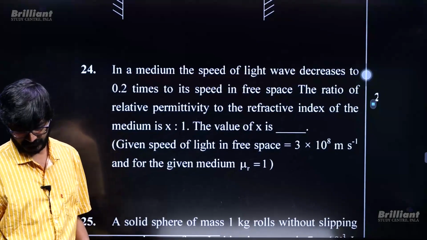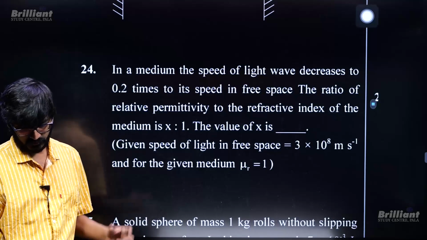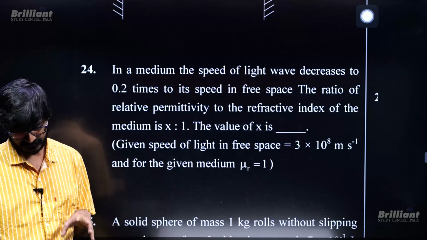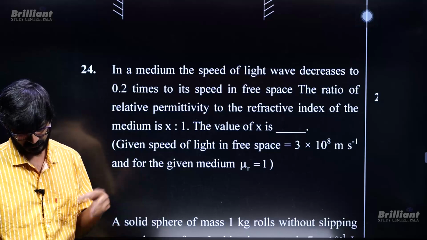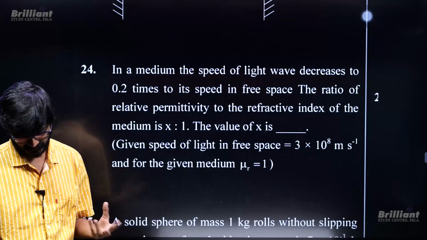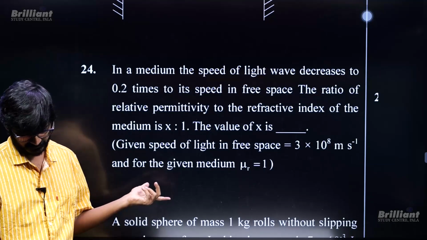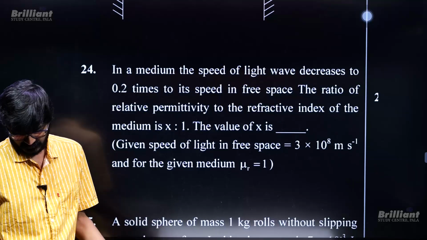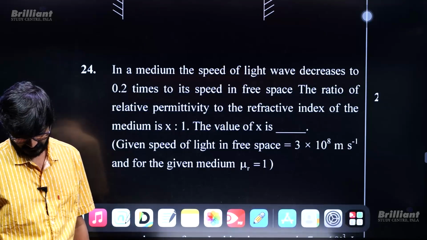In a medium, the speed of light wave decreases to 0.2 times its speed in free space. The ratio of relative permittivity to refractive index is x is to 1. Given speed of light in free space and mu r of the medium is 1.